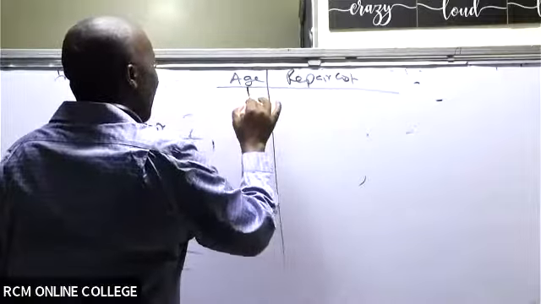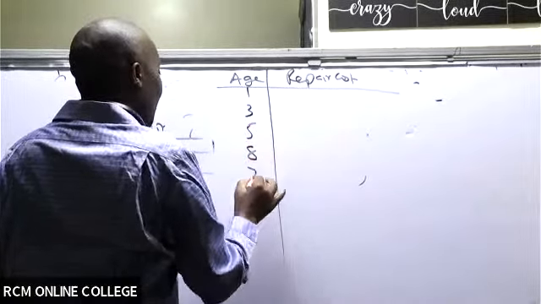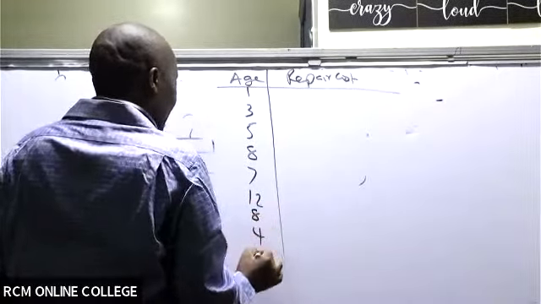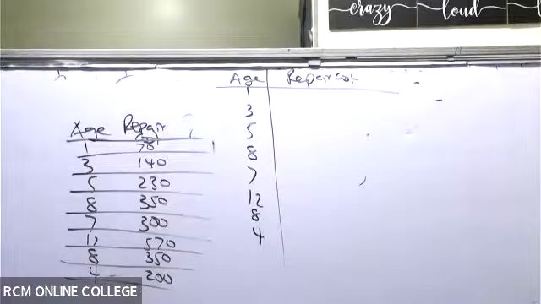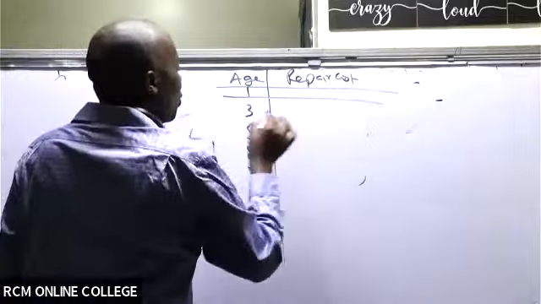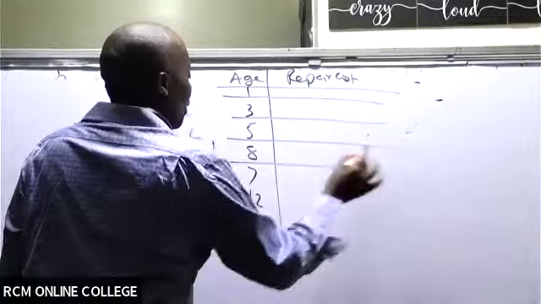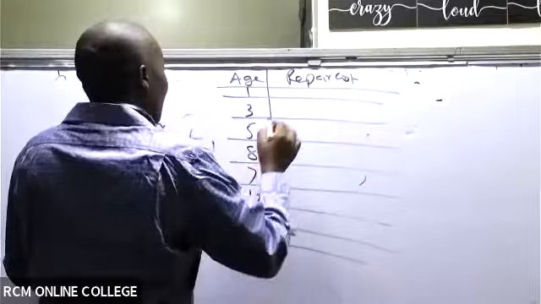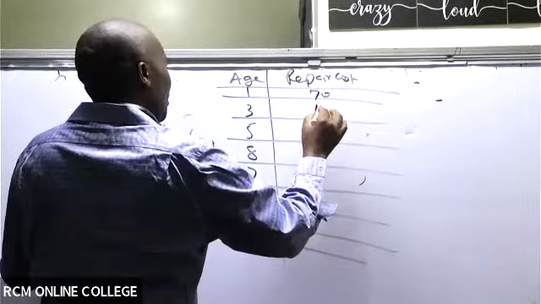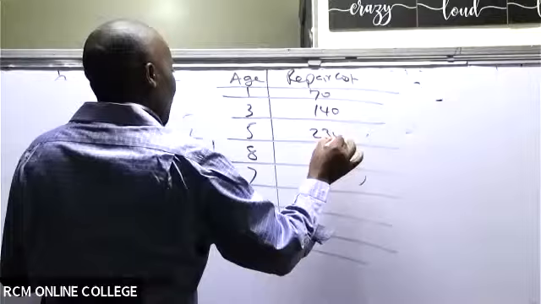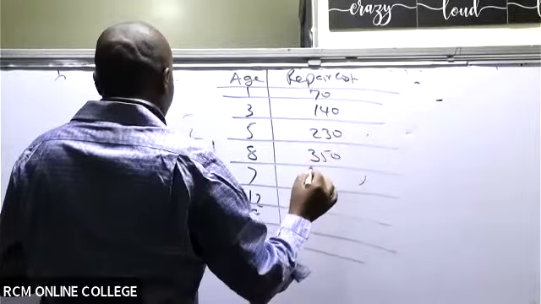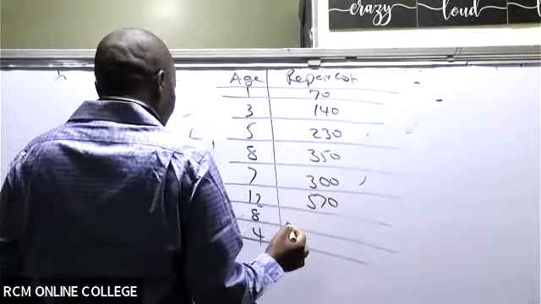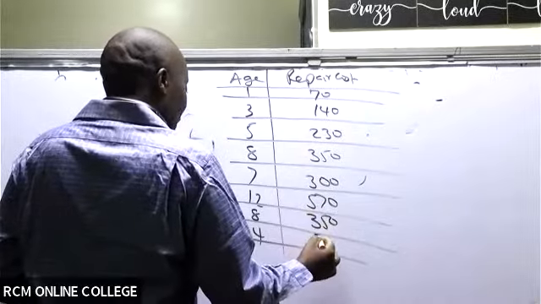So we have here 1, 3, 5, 8, 7, 12, 8, 4, 8, 4, 8, 4 like that. And then of course we have now the repair costs, the corresponding repair costs. What do we have here? The corresponding repair costs, I have 70, 70, 140, 230, 350, 300. Then we have 570. Then we have 350. Then lastly, we have 200.